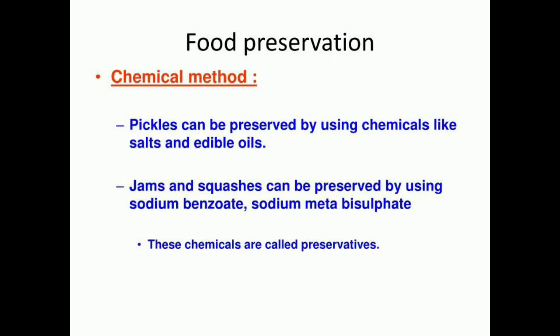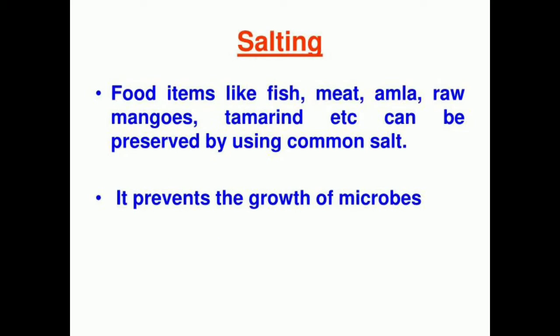Next one is salting. We can use salt to preserve food items like fish, meat, amla, raw mangoes, tamarind, etc. For preserving these kinds of food items, we use common salt, the normal salt, and we can preserve them for a longer period by this method. It will prevent the growth of microbes. You might have seen in your home that your mothers preserve tamarind or raw mangoes by adding salt, right? And we buy salted fishes too.